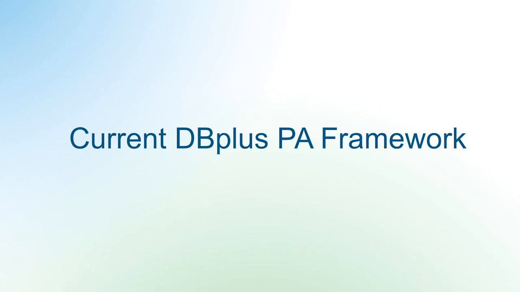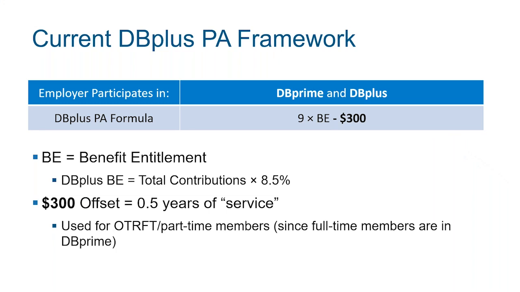Let's look more closely at the current DBplus PA framework. As mentioned, we will not be making any changes to the DB Prime PA formula, and the remainder of the presentation will focus on DBplus. The first part of the DBplus PA formula is the same, 9 times the benefit entitlement. From that, you subtract the PA offset. If the employer participates in both DBplus and DB Prime, the DBplus PA offset is $300.